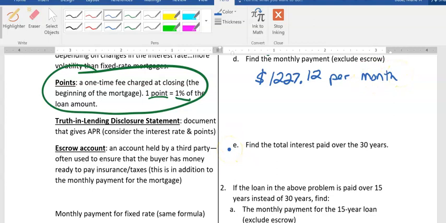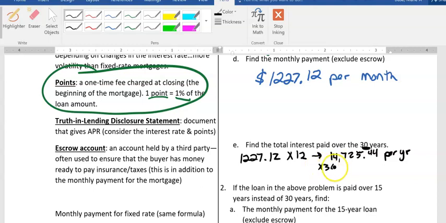Okay, now question E, it says find the total interest paid over the 30 years. Now to do this one, I'm going to take my monthly payment, 1227.12, and I'm going to times it by 12. And when I do that, what I have found is going to be the amount I pay per year. So that would mean I'm paying $14,725.44 per year.